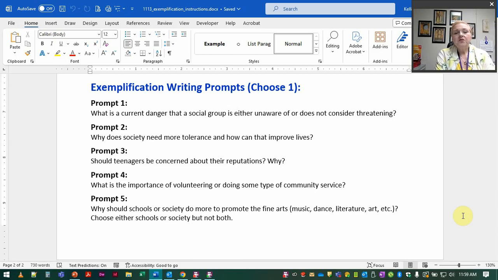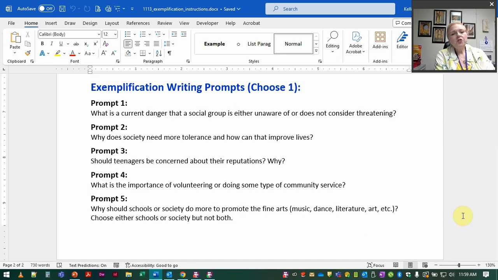Number 4, what is the importance of volunteering or doing some type of community service? So again, pretty obvious. Again, think about your audience. What group of people would you like to be talking to? And again, volunteering or community service covers a whole lot of different things. You don't have to think about one particular way of volunteering, but your examples will be from different ways that people that you're targeting could volunteer. And why is that important, right? What is the benefit of doing that? It can be the benefit to themselves, the benefit to the community, the benefit to the group that you're helping. So again, that's what you're looking at there.